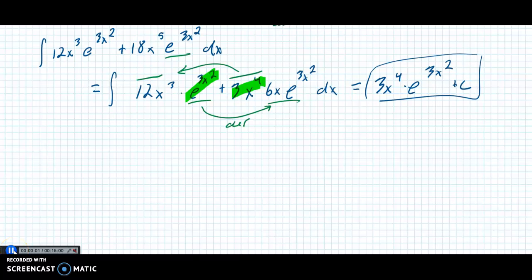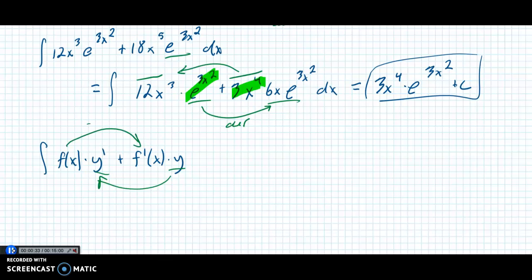Okay, so to follow up with what we were just doing, I want to say in general, if I have the integral of some function times y prime plus the derivative of that function times y, notice this derives to this. Actually, I should do it the other way. Whatever. That derives to that, and this derives to that.